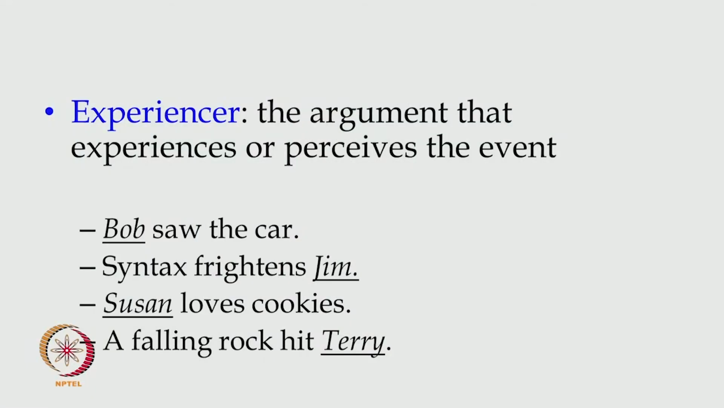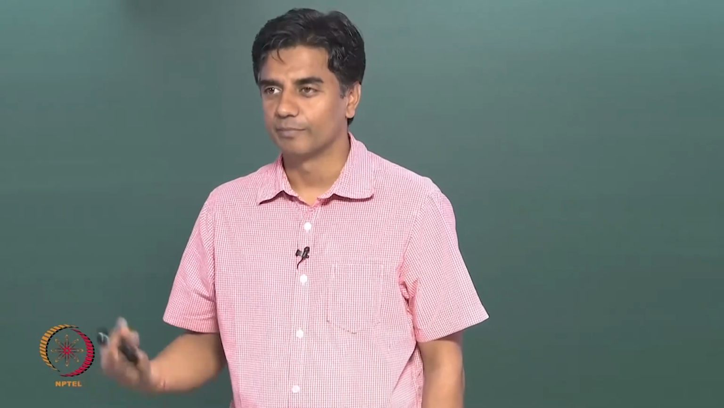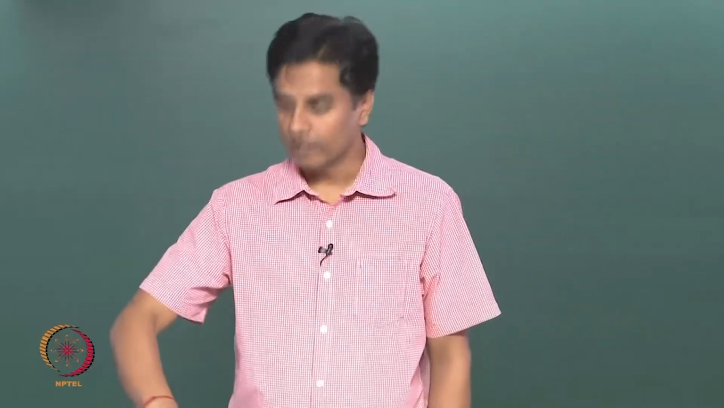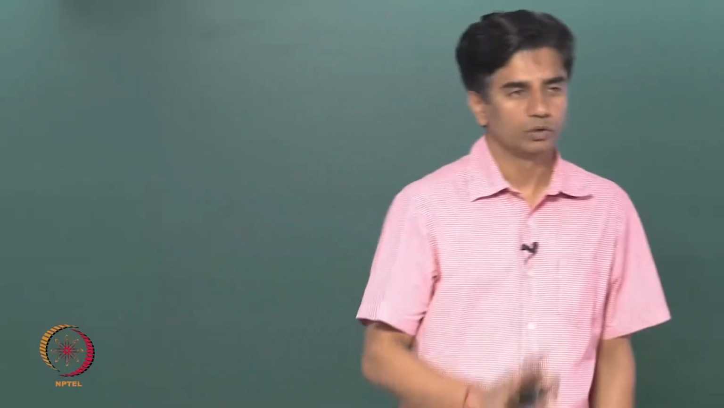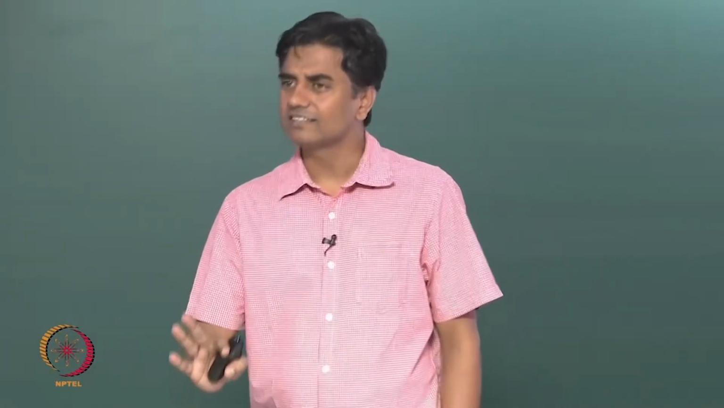See, look at the next sentence. Suzanne loves cookies, right? Cookies are not the experiencer. The argument which is experiencer of love is not cookies, but Suzanne. And once the role is assigned, it's done. And again here, one can argue, no, I don't think it's really experiencer. It is an agent.